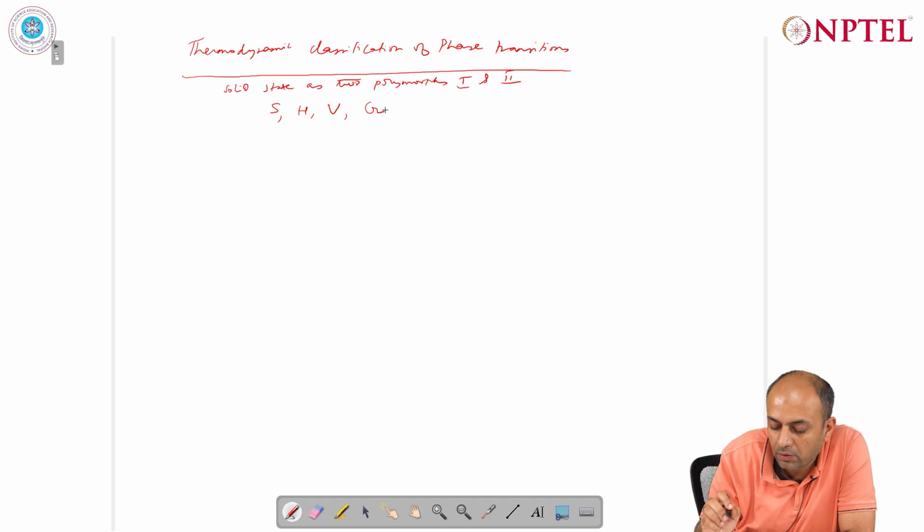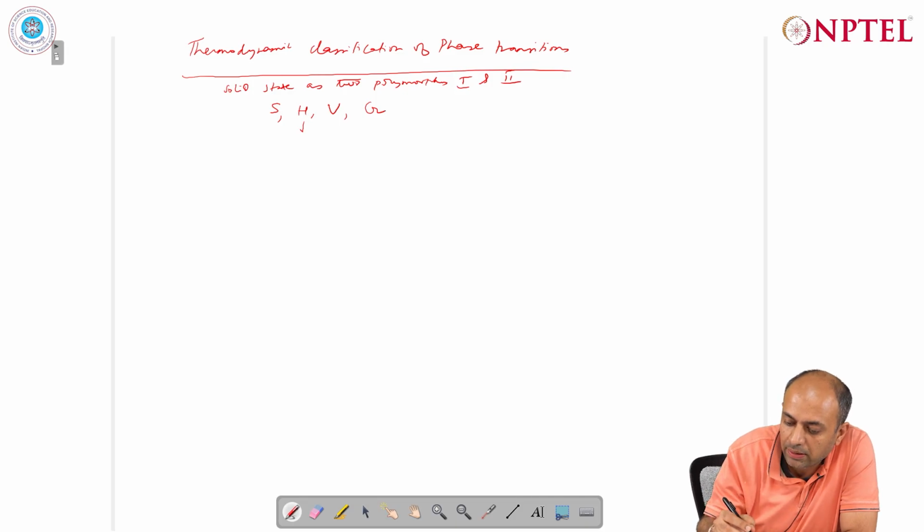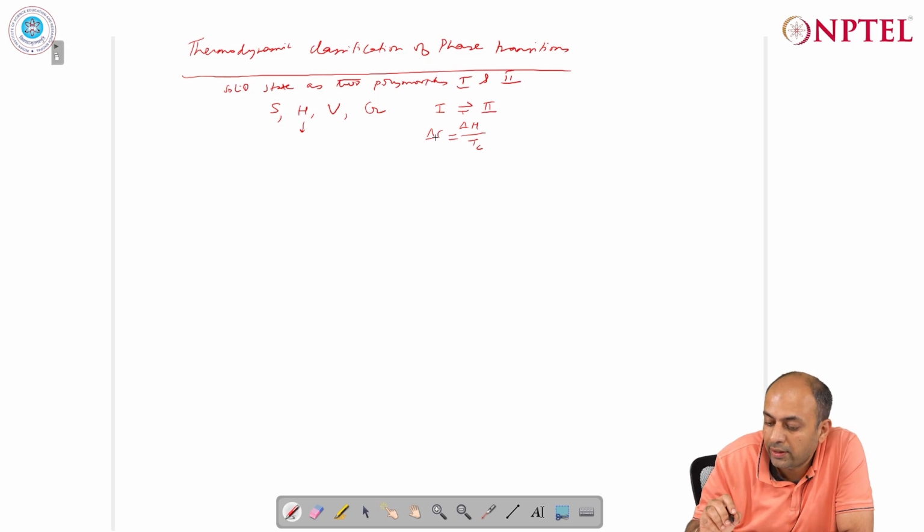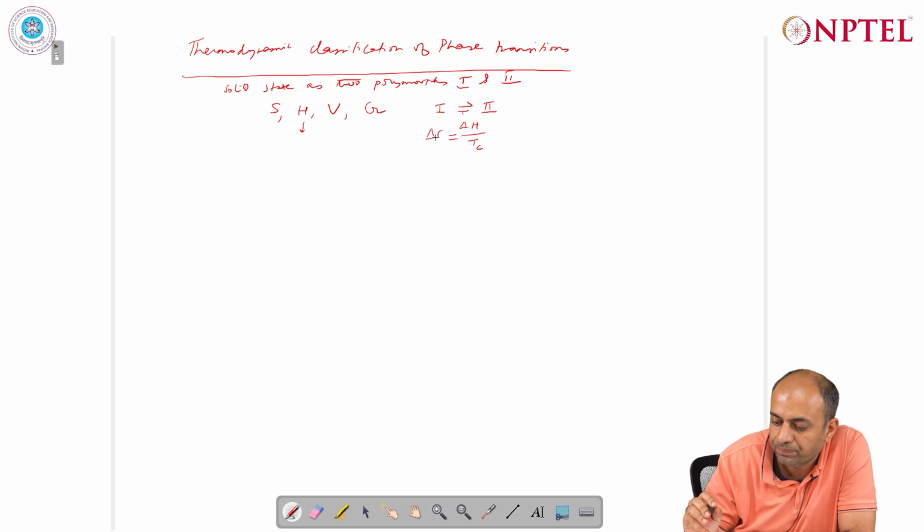When a phase transition takes place, we know that it is associated with a change in the enthalpy content, particularly if there is a phase change from polymorph 1 to polymorph 2. The temperature at which this transition takes place is referred to as Tc, and the ratio of these two quantities tells us the entropy change associated with the polymorphic transformation.